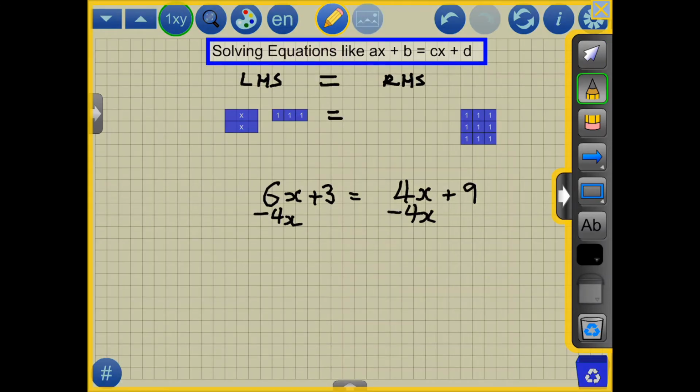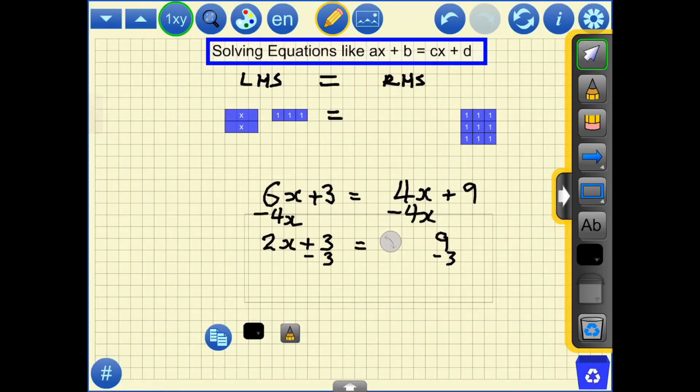Doing that, we can see that on the left hand side of the equation we now have 2x plus 3. And on the right hand side of the equation we are left with just 9. Now this is a type of equation which is more familiar to us, and as before we're going to isolate the x variable. In this case I'm going to do that by subtracting 3 from both sides. Let's see how this looks visually.